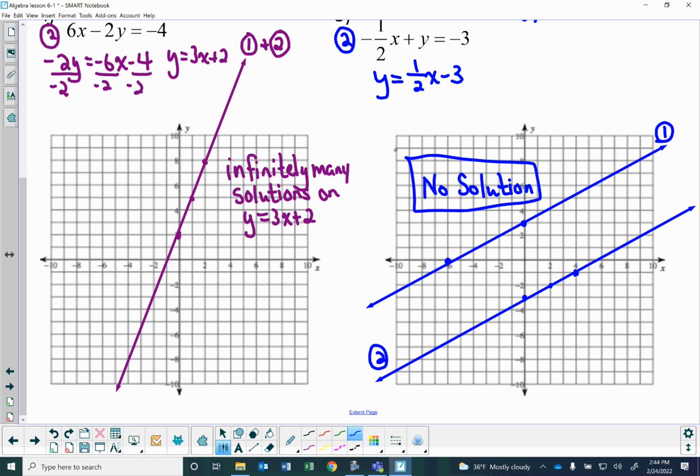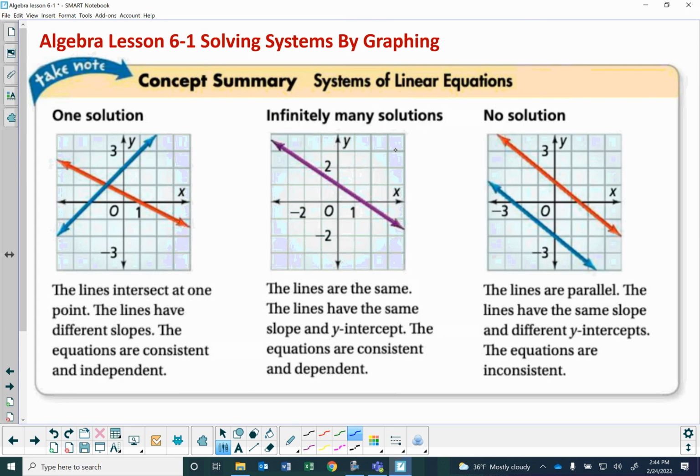All right, nice review here. Let's take a look at this. If a system has one solution, look at this first graph: you'll see a red line and a greenish blue line. They cross at one point. In this particular case, it happens to be negative 1, positive 1. They intersect at one point. The lines have different slopes. The equations are consistent and they are independent.